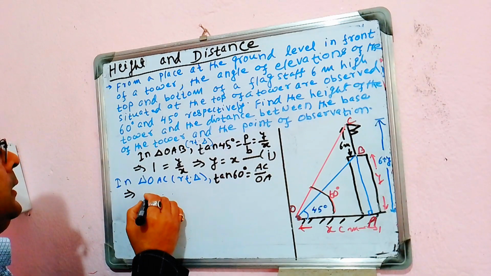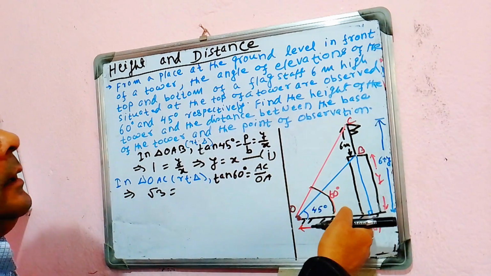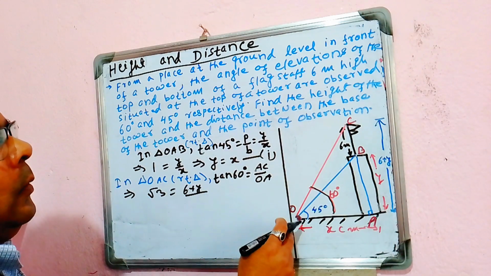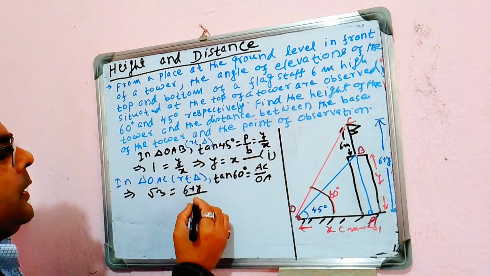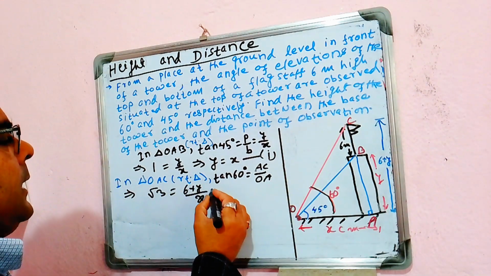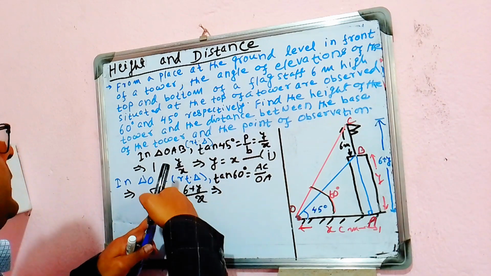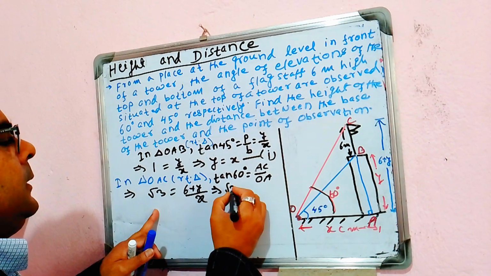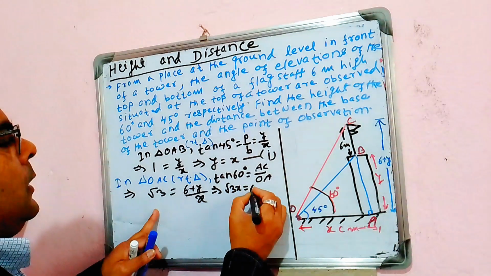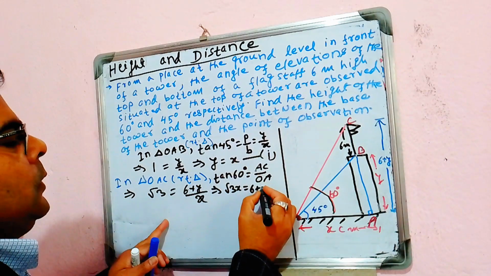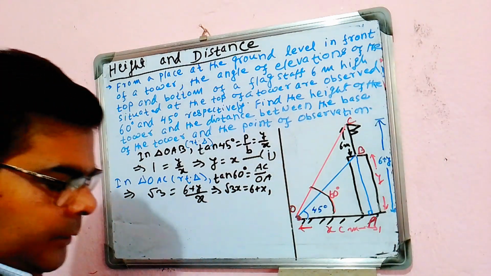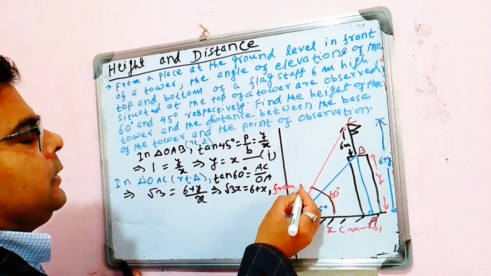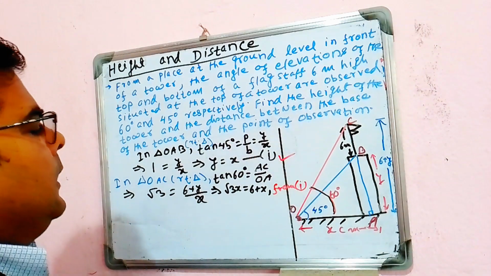So tan 60 degrees is root 3, and AC, you can see, this height is 6 plus y meter, and OA you can see as x. And after that, let's apply x over here. If you cross multiply, then this is root 3 x equals 6 plus, in place of y, you can write x. So where did you get that from? You got it by using equation 1.